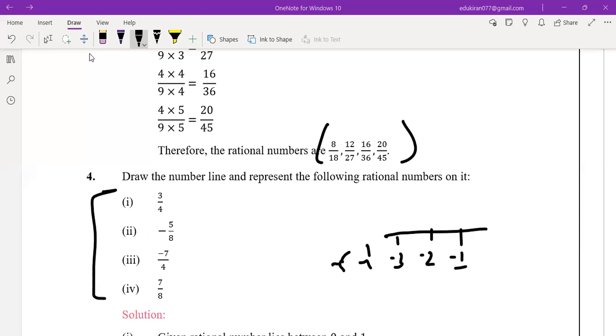Ma'am, in the third one, you have to put the zero in the last one. Then you write zero here and leave minus to this one side. If it is negative, this side. If it is positive, this side.